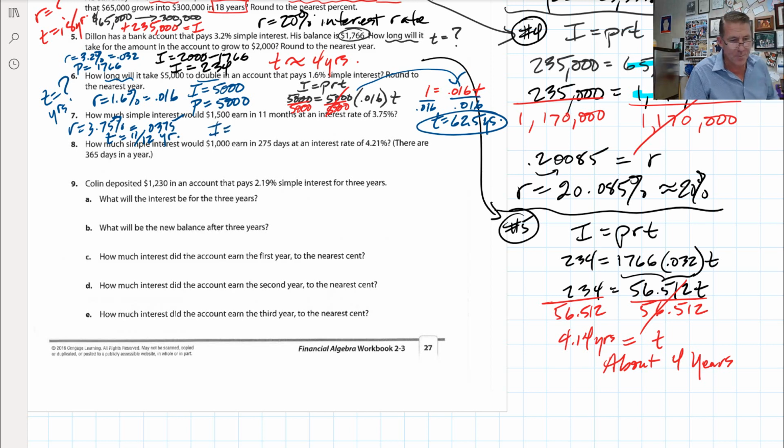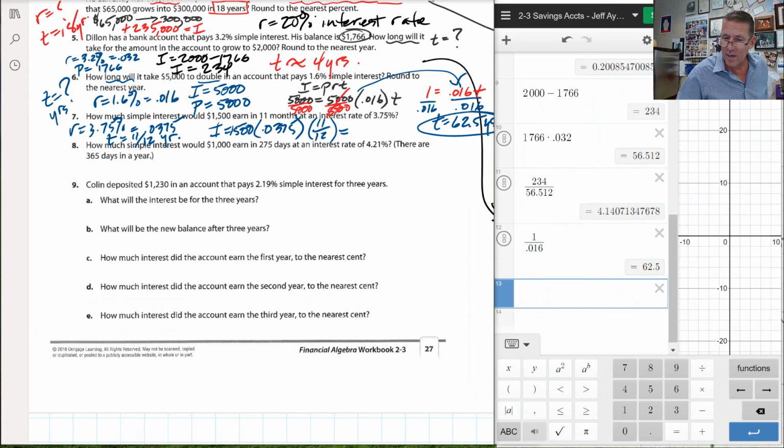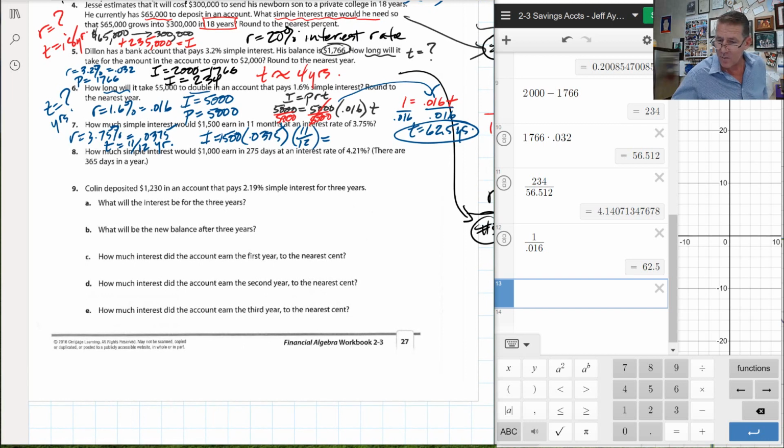Let's just plug it in and go for it. The simple interest is the principal, 1,500, times the interest rate as a decimal, 0.0375, times 11/12. Remember, the time has to be in years, and 11 months is a fraction of a year, so you write it as 11 out of 12 months.